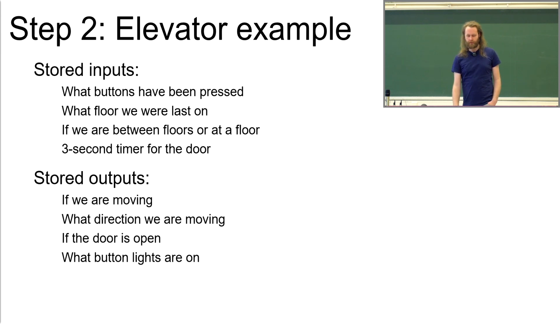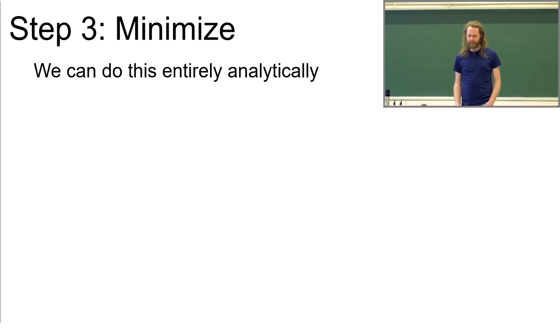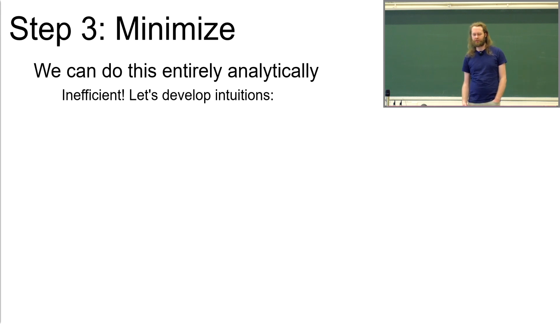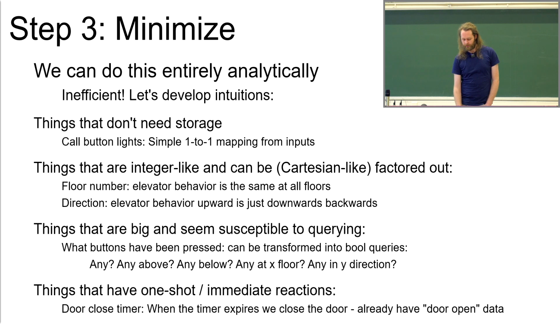So the goal here is to minimize them. Can we get rid of these Booleans and condense them down? Are there some of these tables that we don't actually need? Or is there some content that we don't actually need? So on the minimizing step, we can do this entirely analytically, as I mentioned. It's really inefficient because you get really, really large state spaces, so trying to think about it becomes really hard. So instead, here's just a list of intuitions.